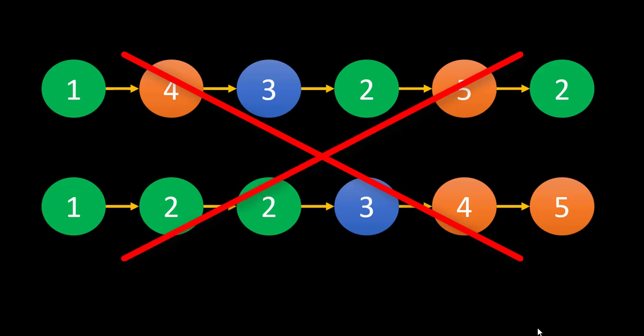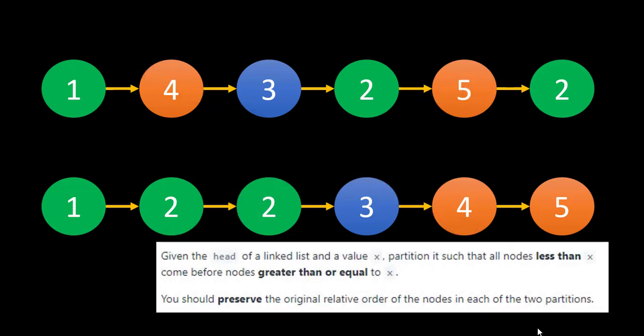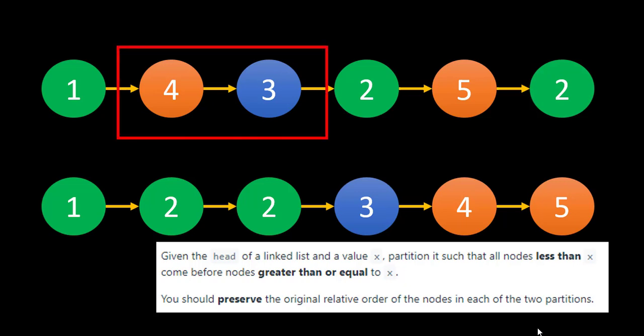Let us again read the problem statement, and this time more carefully. The problem statement states that we need to partition the linked list in such a way that the nodes less than x come before the nodes greater than or equal to x. There is nothing mentioned about the nodes which are greater than x. So we need not make any changes in the order in which the values greater than the target appear in the linked list. So in this particular example, this is the pair which is wrong in the resultant linked list. We have swapped the two values thinking that 4 should come after this 3.